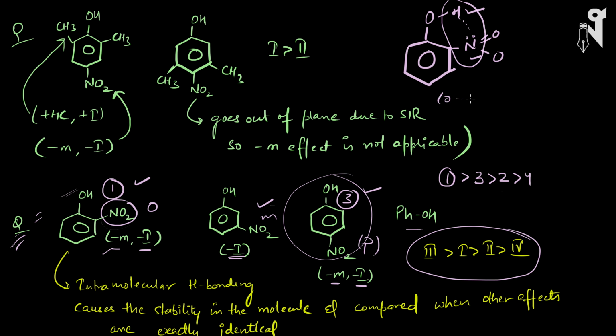And though it looks like the hydrogen should come out faster due to the electron withdrawing effect of NO2, your hydrogen is also very nicely bound with the nitrogen due to hydrogen bonding, and hence this removal of hydrogen will be very tough. And that is the reason why, even though the minus I effect is very less for this NO2 on the para position, still this will give you more acidic strength.